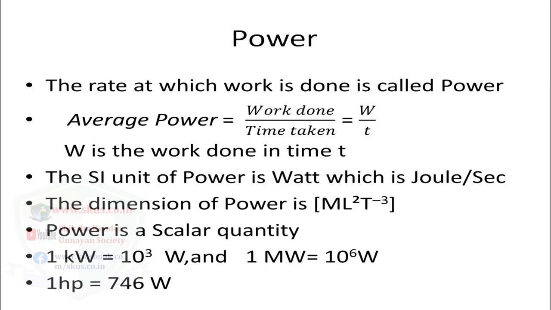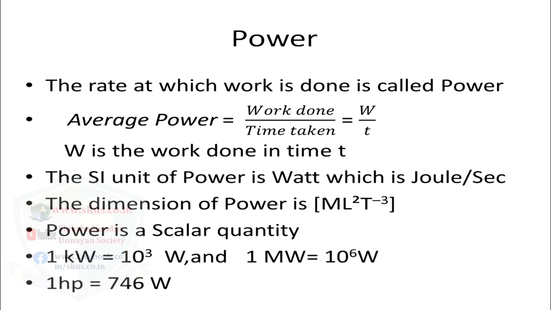Since now we are aware of work done by a constant force and a variable force, and we have discussed the examples, let's come to power. What is power? The rate at which work is done is called power. Mathematically, average power is equal to work done divided by time taken, where W is the work done in time t. Now, the SI unit of power is the watt, which is equal to joule per second, and the dimension comes out to be M L square T to the power minus 3.